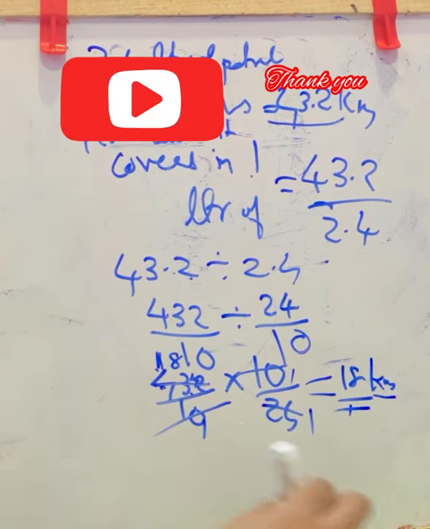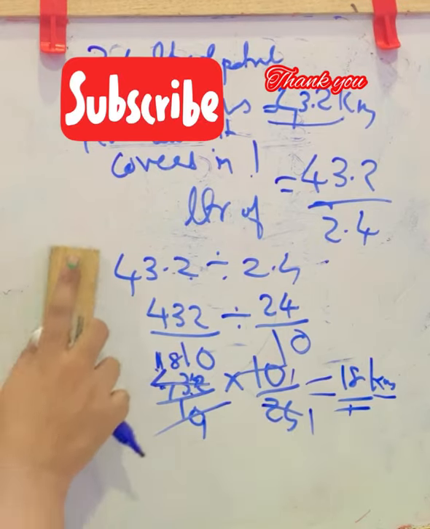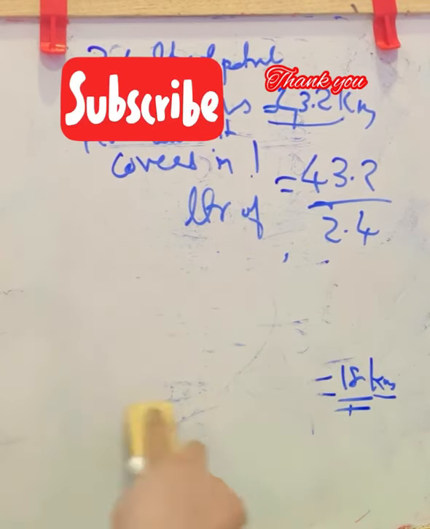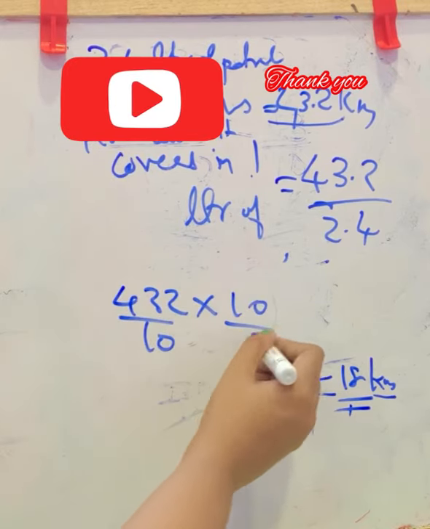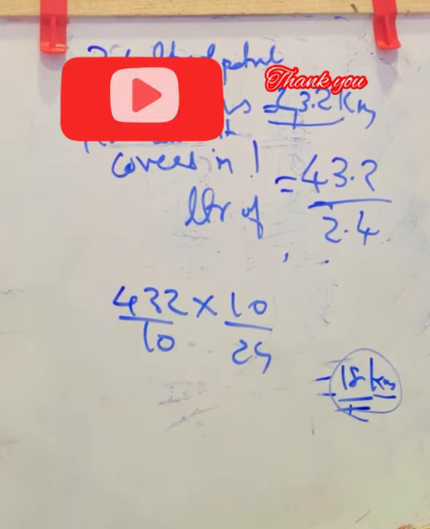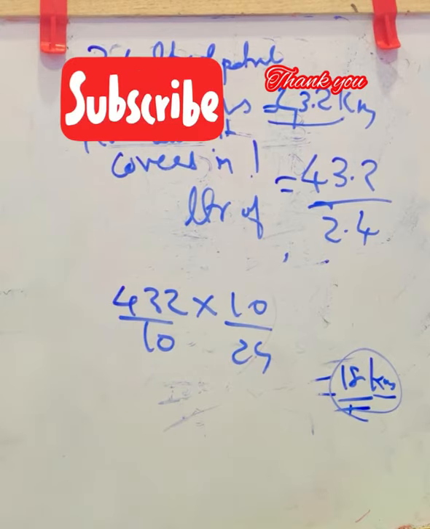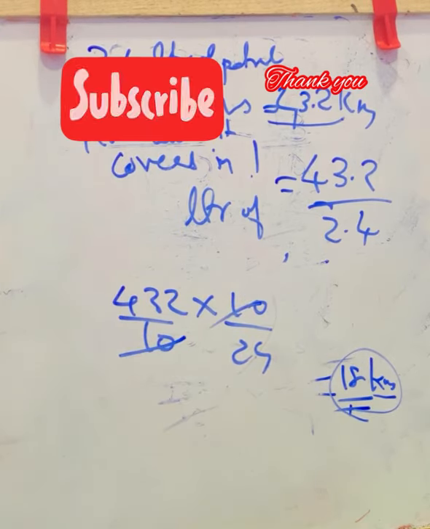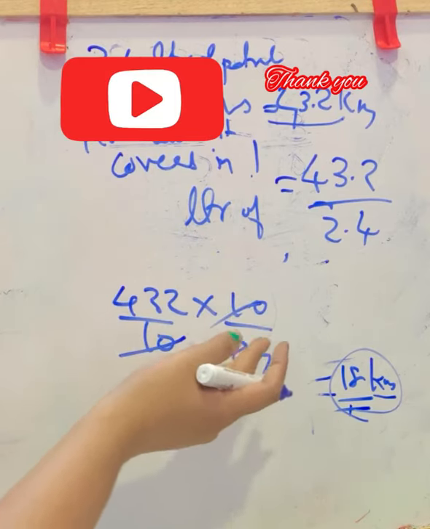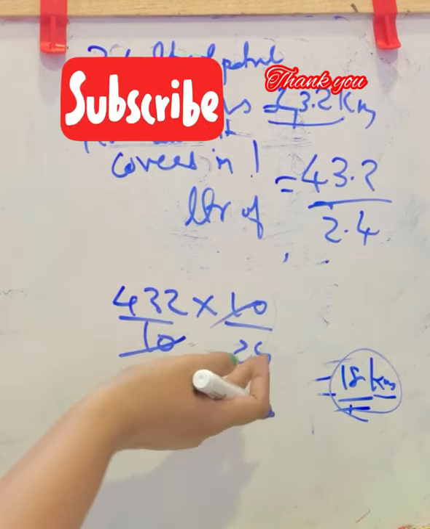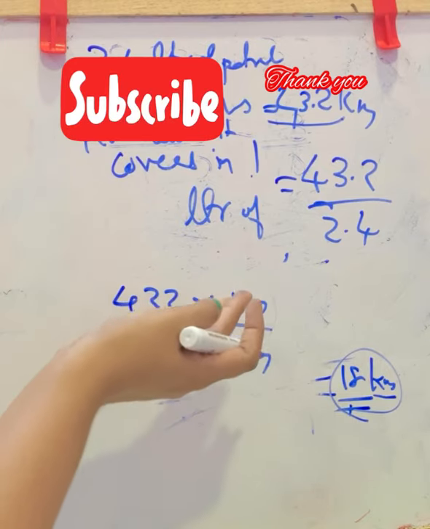So here, this 432, I will show it once more. 432 by 10 into 10 by 24. We got the answer 18 kilometers. I will show this once more. 10 and 10 get cancelled. In 24, if you want, you can cut it with 12. I directly cut it with 24. If you want, you can cut it with 6, or you can even cut it with 2.